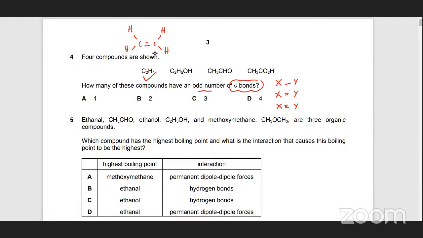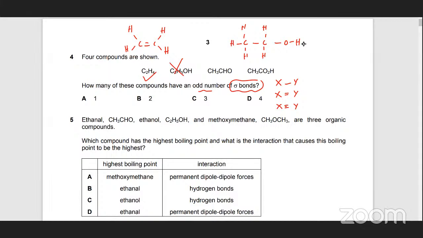The next one is C2H5OH. All of them are sigma bonds. So that's 1, 2, 3, 4, 5, 6, 7, and 8. That doesn't have an odd number of sigma bonds.